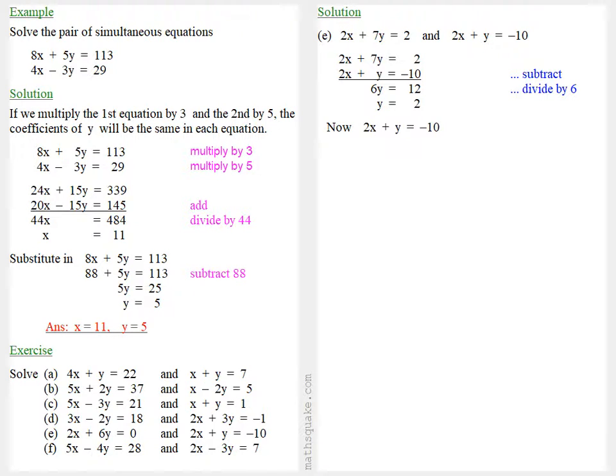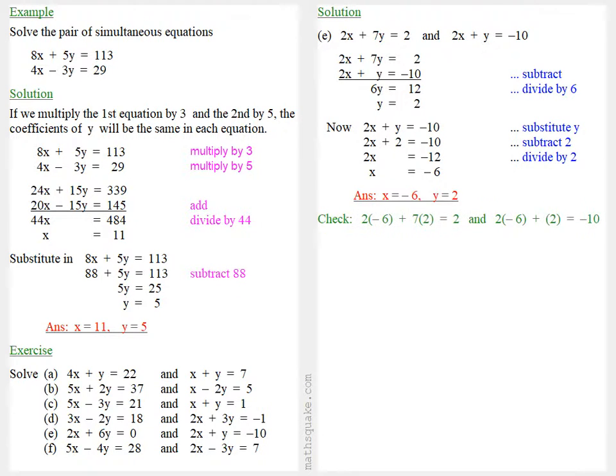Now if we substitute that in one of the equations, say 2x plus y equals minus 10, we'll have 2x plus 2 equals minus 10. Subtracting 2 gives us 2x equals minus 12. And if we divide by 2, x equals minus 6. So x is equal to minus 6 and y is equal to 2, and we can check that that is the correct solution.